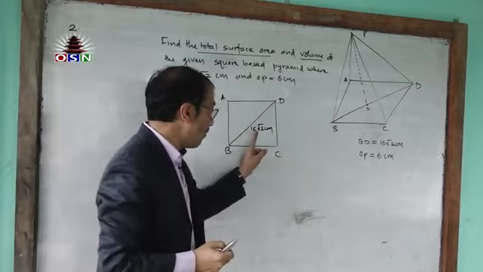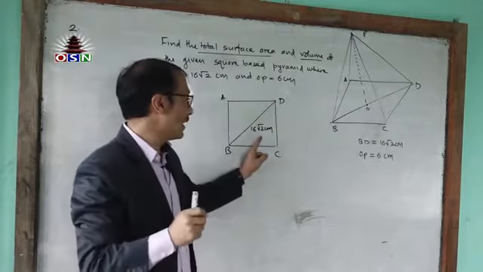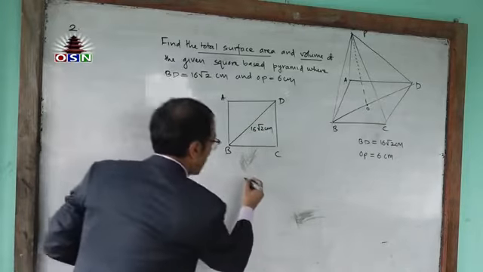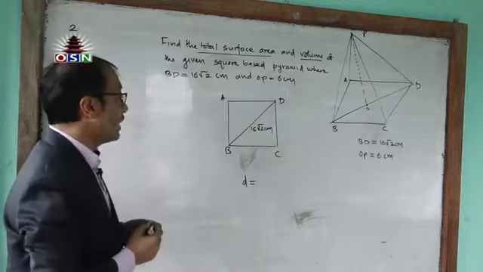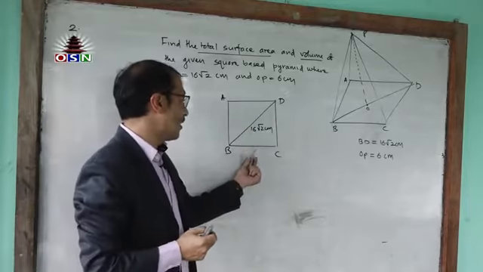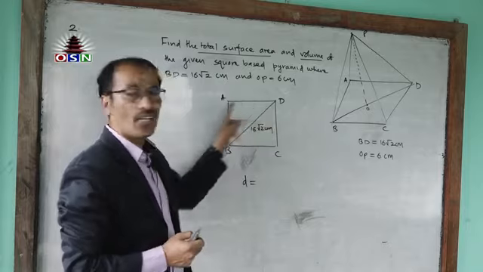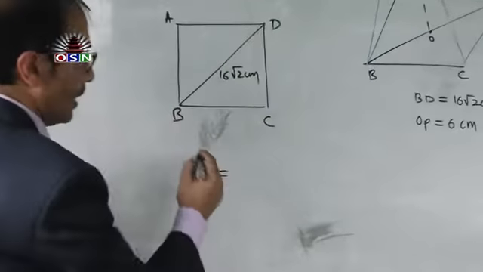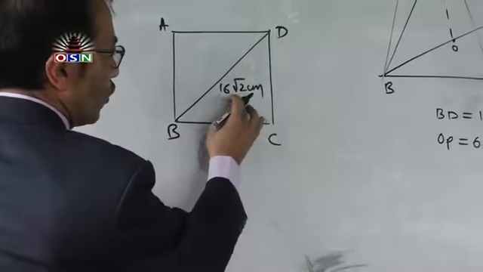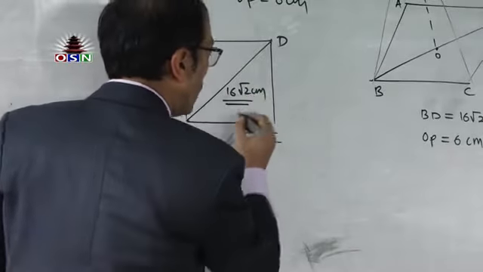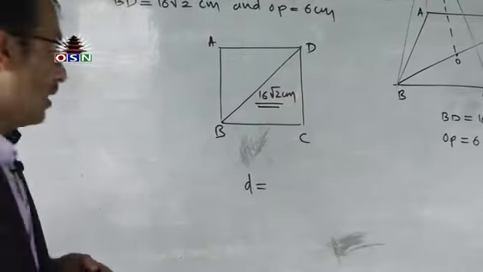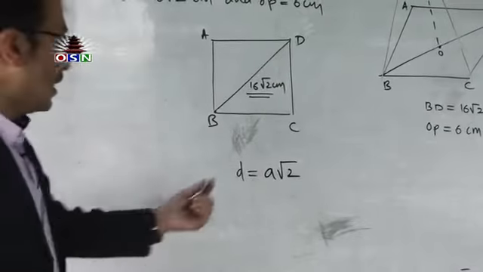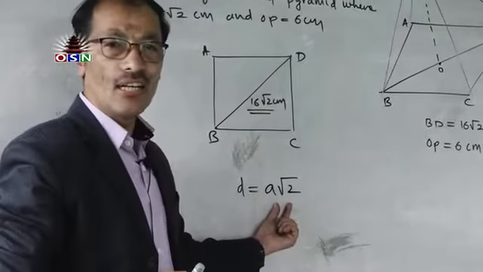With the help of this given fact, what can you find? You will have to think first. If the diagonal is given, could you tell me what is the formula to find the diagonal of this square? You should be clear, because on the basis of what is given, you will have to go. A root under 2: this is the formula to find the diagonal of a square.